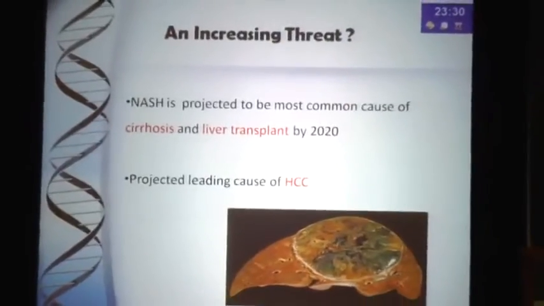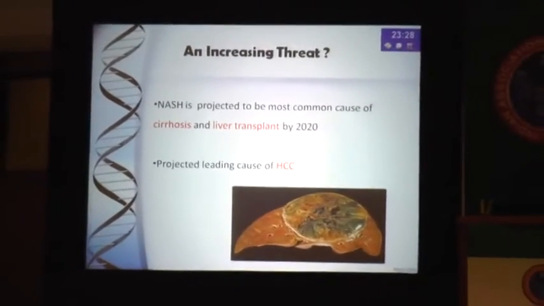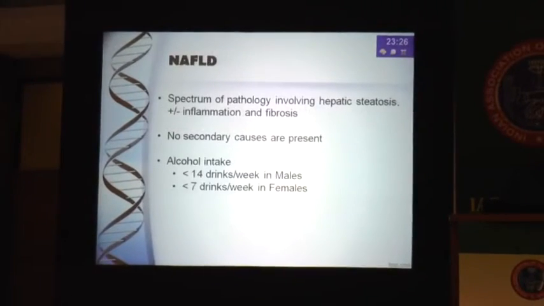NAFLD is probably the most common liver disorder in the world. The prevalence of NAFLD is rising with the rising prevalence of obesity and diabetes. Prevalence is about 10 to 24% in the general population. But among diabetics, about 55 to 75% have some form or some stage of NAFLD. It is also a leading cause of hepatocellular carcinoma.